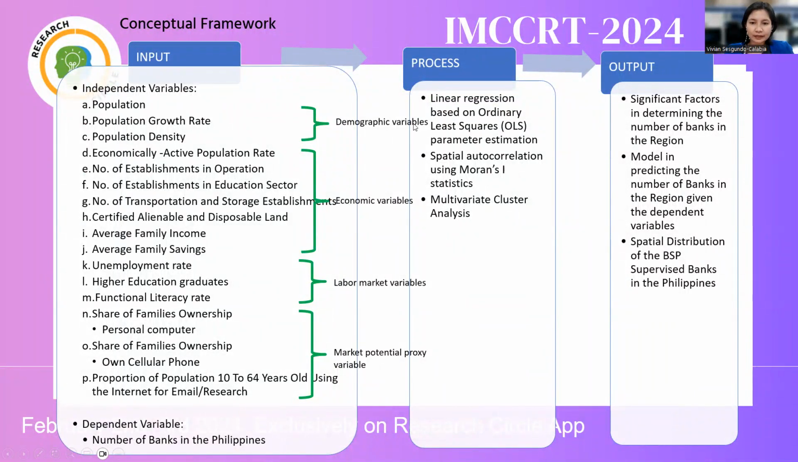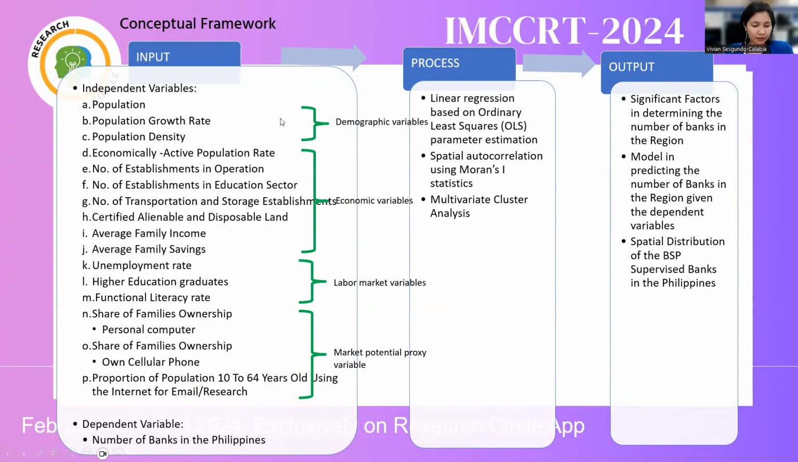Then, we are going to apply linear regression based on ordinary least squares parameter estimation, spatial autocorrelation using Moran's I statistics, and multivariate cluster analysis on these variables to have our output. We are aiming to find the significant factors in determining the number of banks in the Philippine regions, the model in predicting the number of banks in the region given the independent variables, and the spatial distribution of the BSP supervised banks in the Philippines.